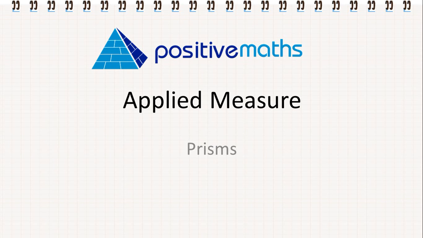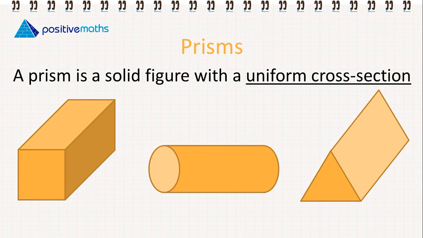In this video for Positive Maths, we're going to learn about prisms. So a prism is a solid figure with a uniform cross-section. What this means is that if we cut the shape across the way, no matter how many times we cut it across, the face of the shape will always remain the same.